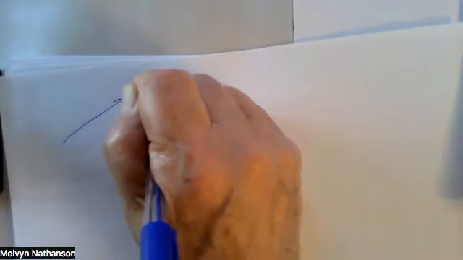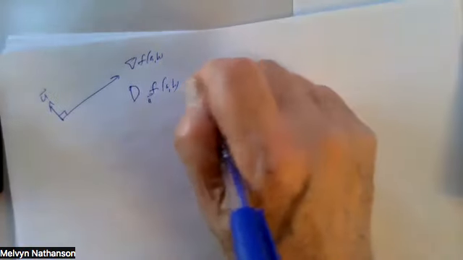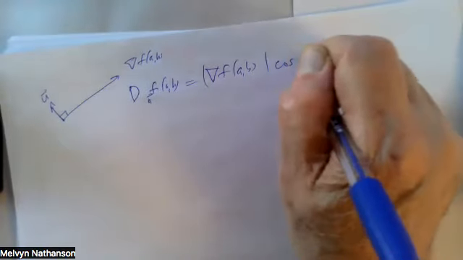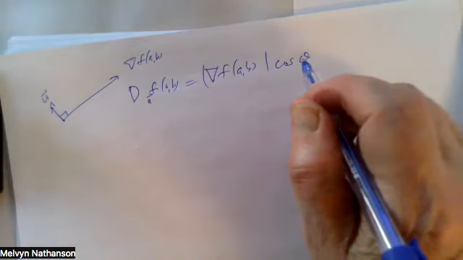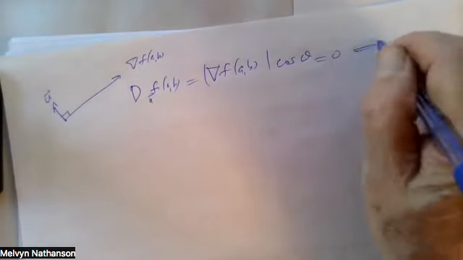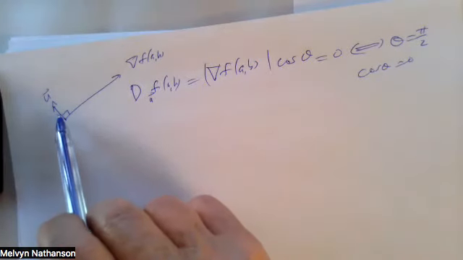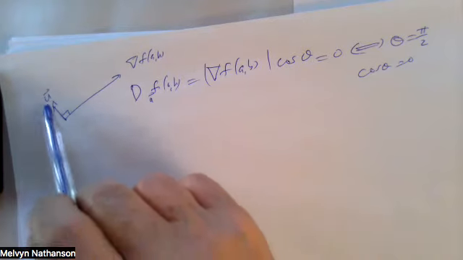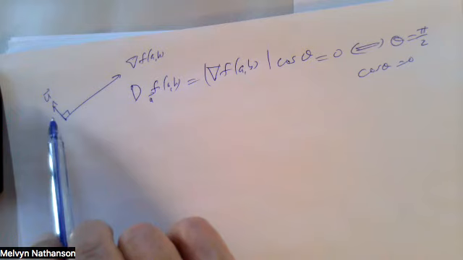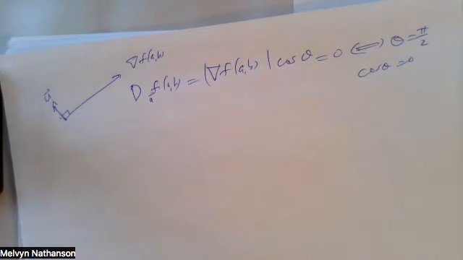So if this is the gradient of f at (a, b), and this is the unit vector u, we have the directional derivative of f at (a, b) in the direction of u is the magnitude of the gradient vector times the cosine of theta. If the gradient is non-zero, this equals 0 if and only if theta is pi over 2, that is, cosine theta is 0. So if you take a direction perpendicular to the gradient, in that direction, the directional derivative is 0. If you go in any direction orthogonal to the gradient, the directional derivative of your function is 0.